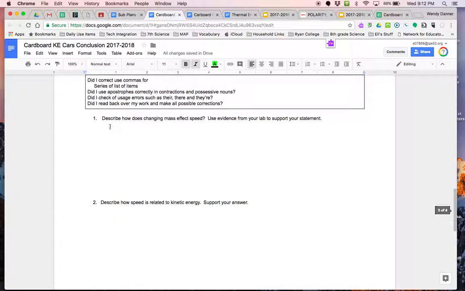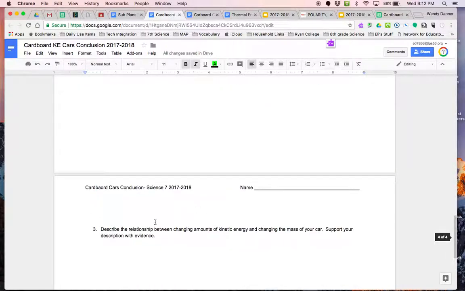So then you have 3 questions. Describe how changing mass affects speed. Use evidence from your lab to support your statement. Describe how speed is related to kinetic energy. Support your answer. Describe the relationship. So how are they related? It doesn't always have to be a good thing. Between changing amounts of kinetic energy and changing the mass of your car.